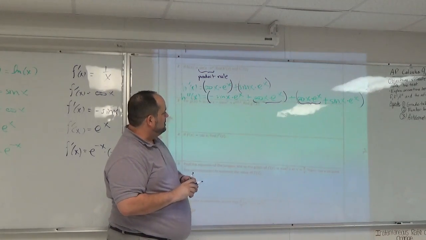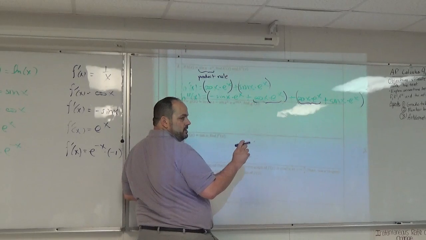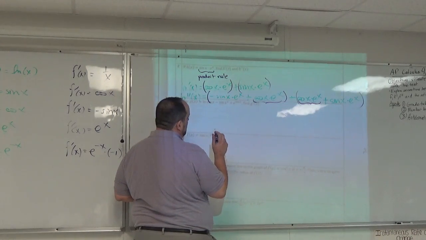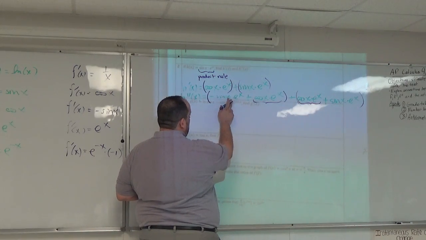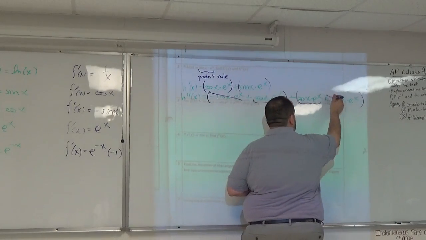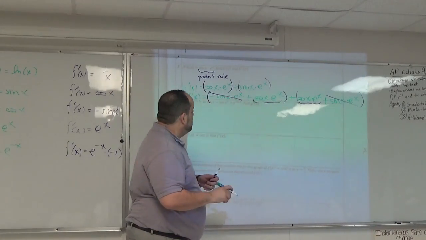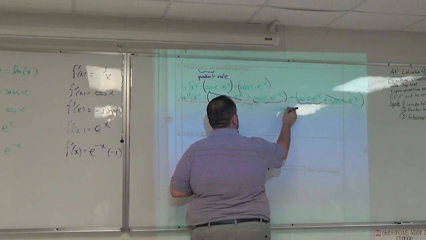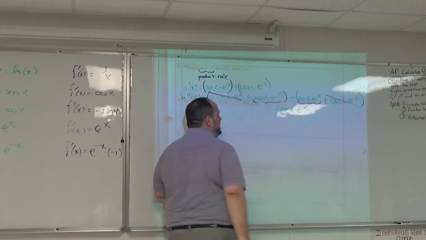Any other simplification? There's one more. David, what do you see? We could basically eliminate sine of x times negative sine of x e to the x and sine of x. And positive sine of x times e to the x. So the best final answer here is 2 cosine of x e to the x.